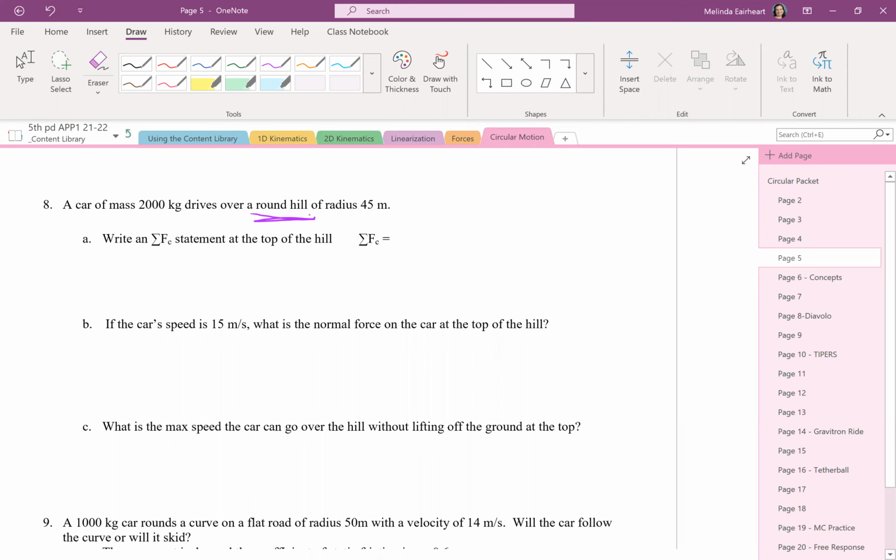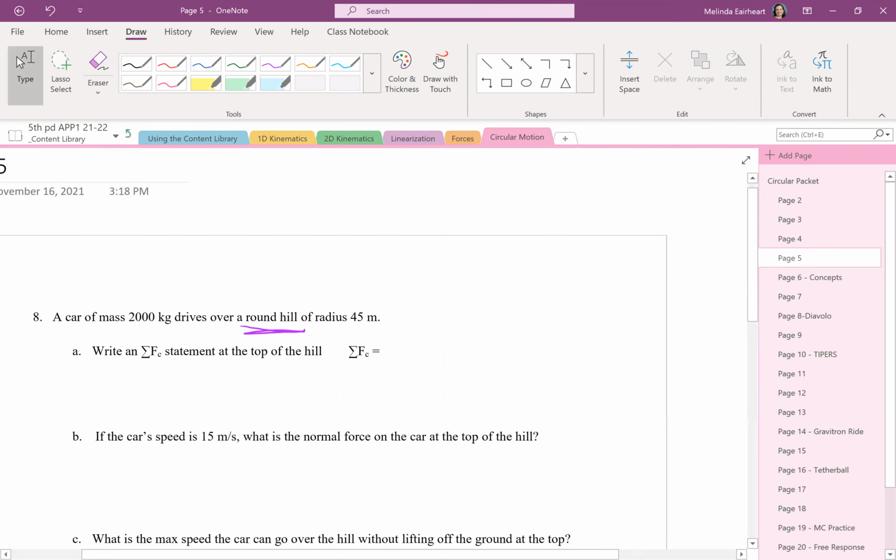And there's not a picture. And so I'm going to go ahead and draw one. So here's our car. It's driving along the road. And maybe there's this hill that it's going to go over. So you have to kind of envision that the hill has a circular arc to it. And looking at it, it's got some radius.